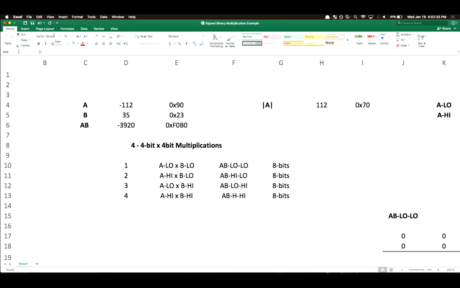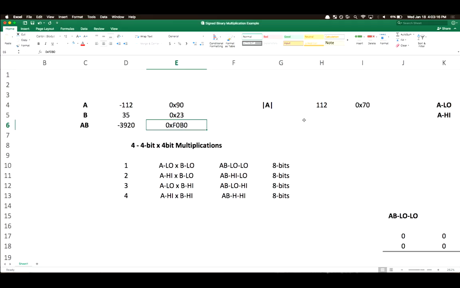So I just came up with some examples. Let's say for A we have minus 112, and as a signed representation that gives us 0x90. B is 35, gives us 0x23, and the result that we want at the end is minus 3920. What you can do, I call it the naive way, is just do multiplication on the magnitudes of A and B, and then figure out the sign at the end. If either A or B was negative, you're going to get a negative number. But if both were negative, then you can just leave your result because you want a positive value.